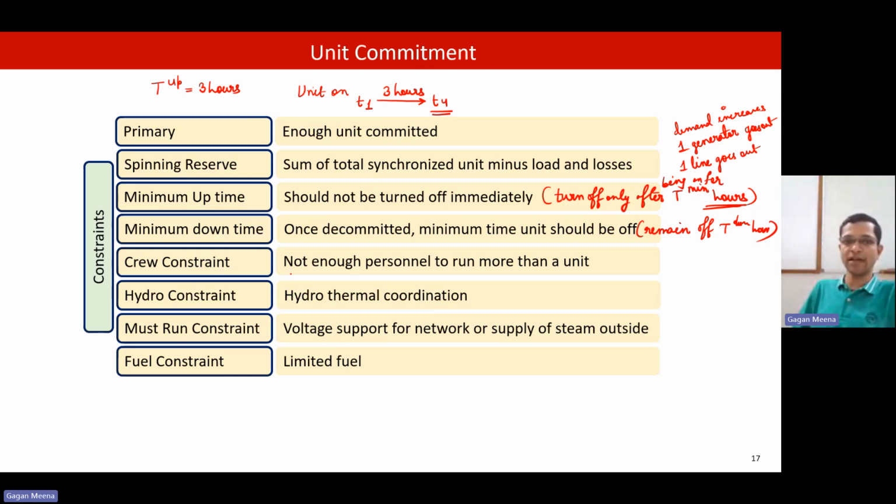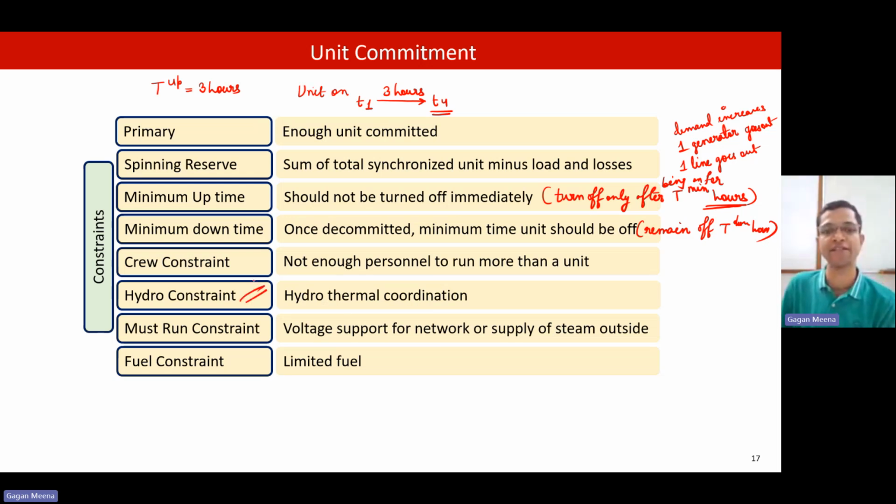Crew constraint requires that the number of personnel present in the plant are only enough or sufficient to run only one unit, not more than that. That is also a constraint. Although a plant might have 3-4 units, the operating personnel, the persons who are working there, are not sufficient to run the plant. Only one unit can be run. So that is also a constraint.